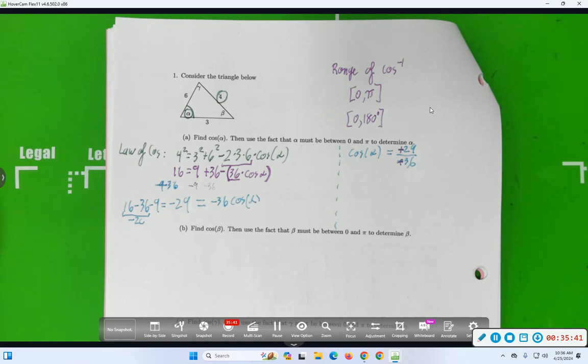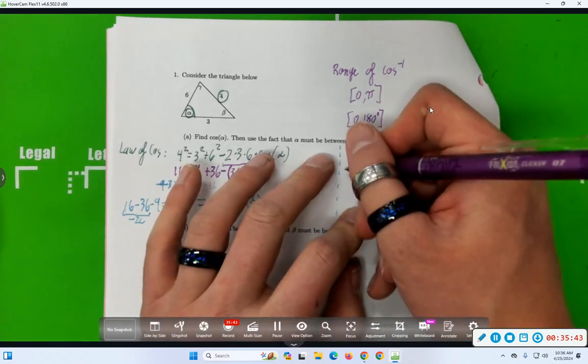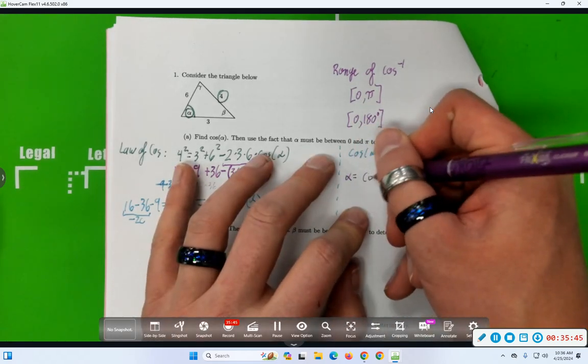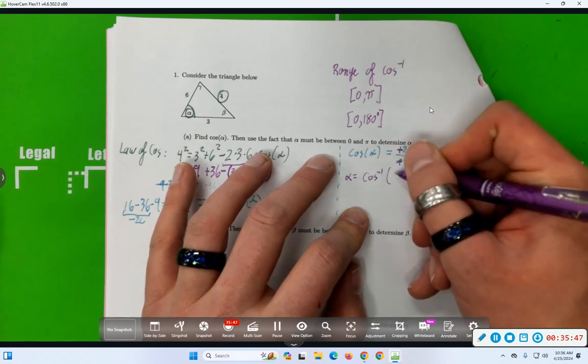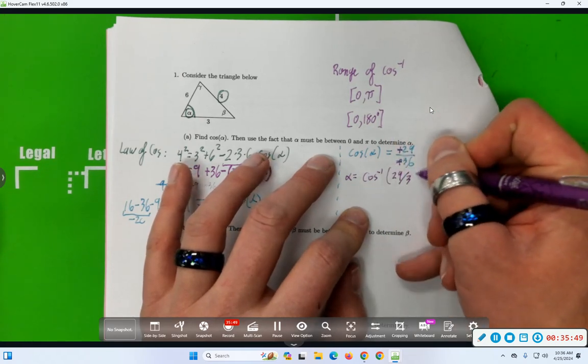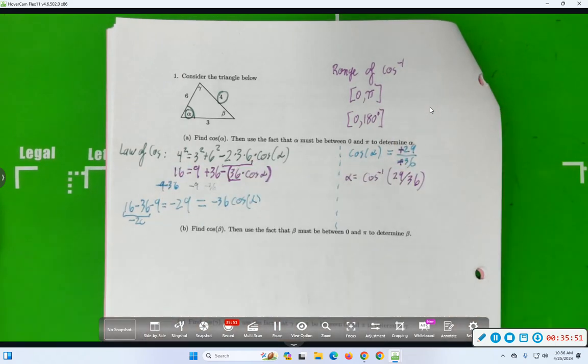So if I want to know what alpha is, I can now just say alpha is cosine inverse of 29 over 36. The negatives canceled, so I threw those away. And well, 29 over 36 isn't a number I see on my unit circle as an x value, so I can't just write down the exact value. But I can get a decimal approximation using a machine. By which I mean you can, and you can tell me. What is that?